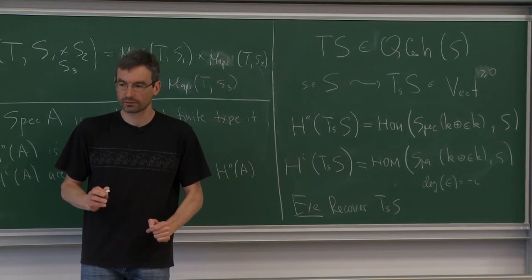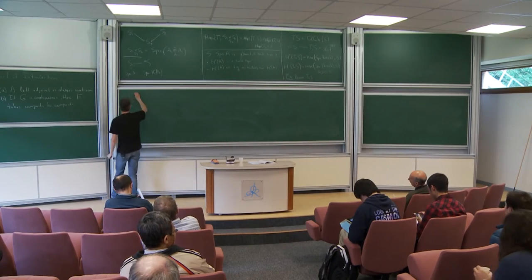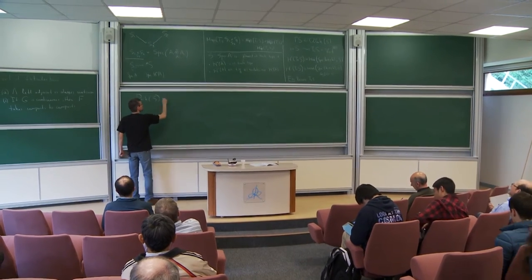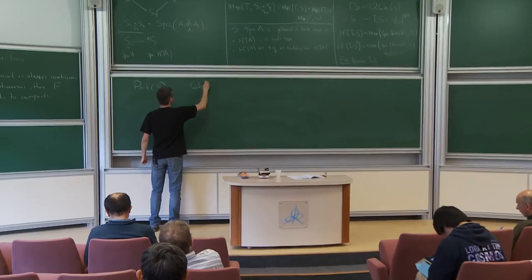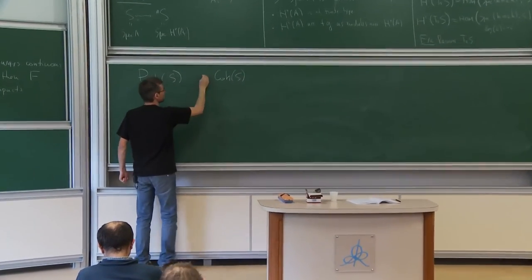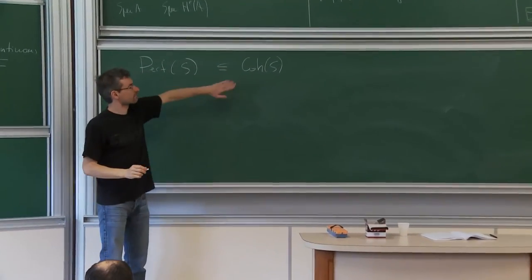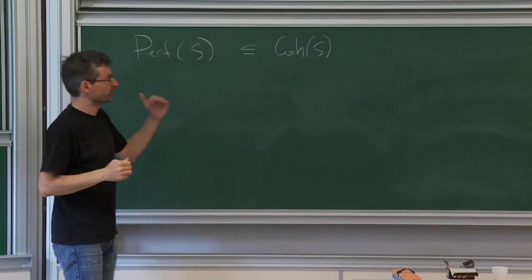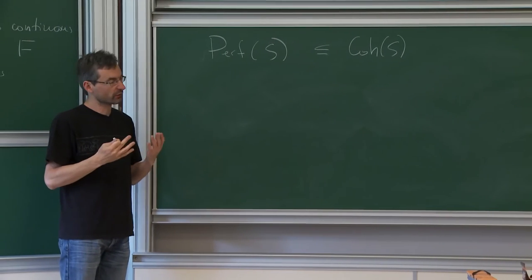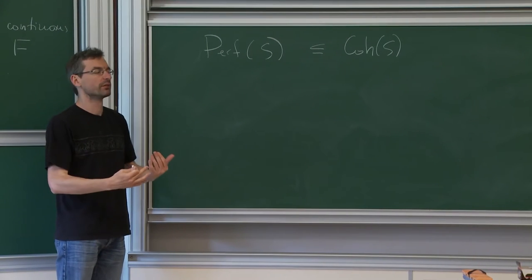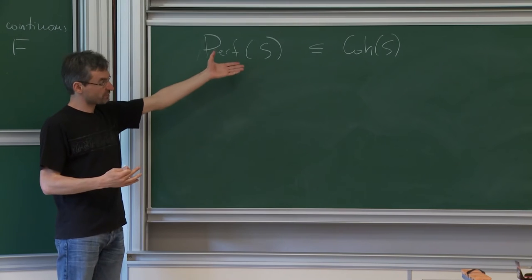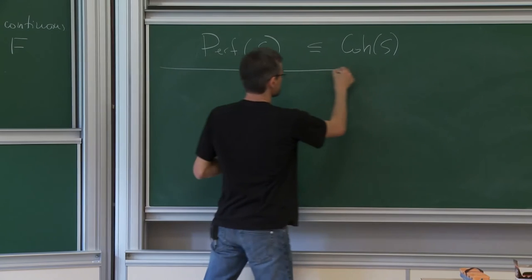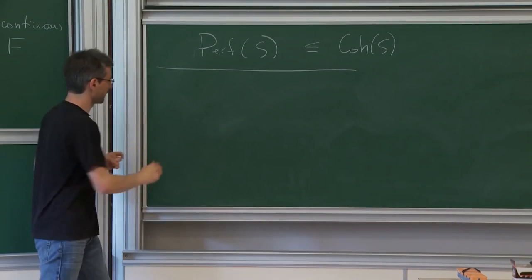As I said, we're interested in measuring the difference between Perf and Coh. We'll return to these in the derived setting in a moment. I will not be able to really measure the difference in the general case, but there is a specific class of derived schemes for which I'll be able to do it. These schemes are called quasi-smooth. So let me give the definition. I'll first give the following lemma.